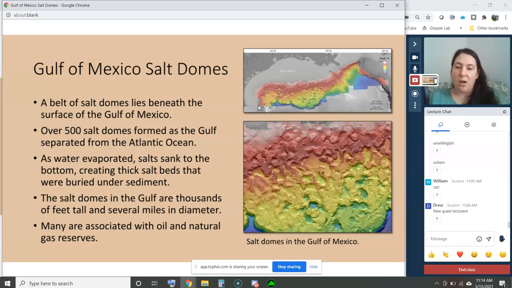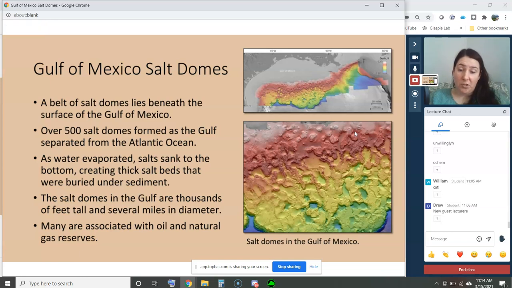The salt domes in the Gulf are huge. They're thousands of feet tall and several miles in diameter. Here's a close-up picture of what these domes look like. You see these pits that form when the salt gets exposed to water and then dissolves, and then the salt domes kind of collapse. And so these are locations where salt domes have collapsed. But there are other locations where the salt dome is fully intact.